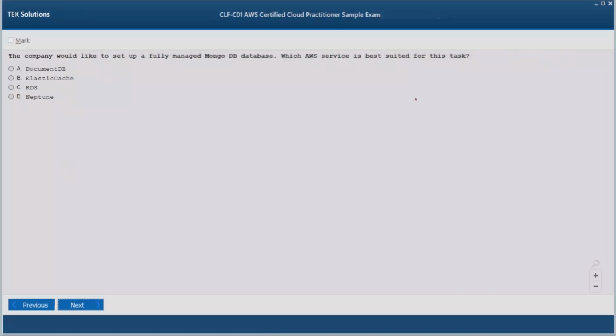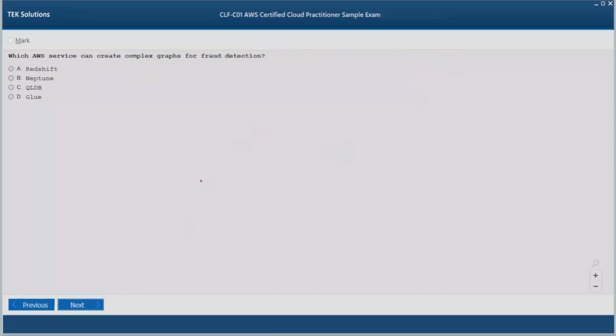The company would like to set up a fully managed MongoDB database. Which AWS service is best suited for this task? Option A, DocumentDB, B, ElastiCache, C, RDS, D, Neptune. Remember MongoDB database. Whenever MongoDB comes, remember the answer is always DocumentDB. So option A is correct here.